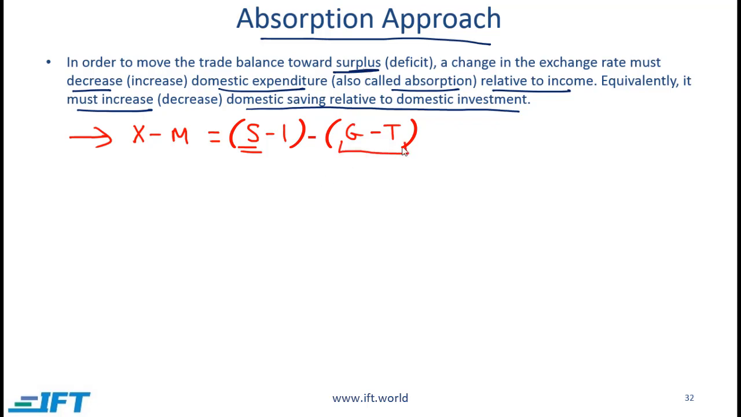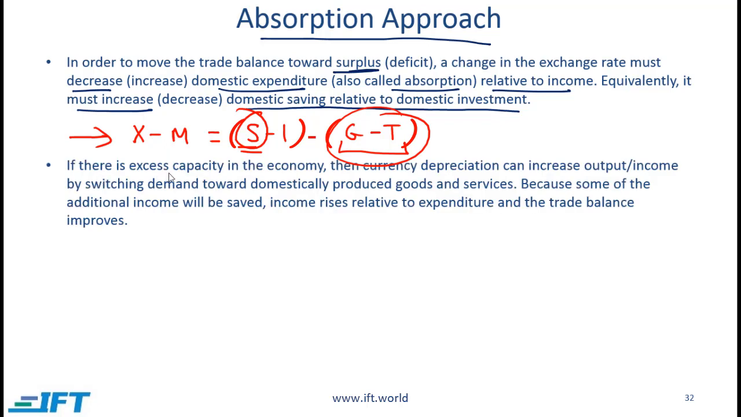Also notice that G minus T represents government savings. Overall, if savings are up relative to investment, then X minus M goes up. If savings are down relative to investment, then X minus M will come down.